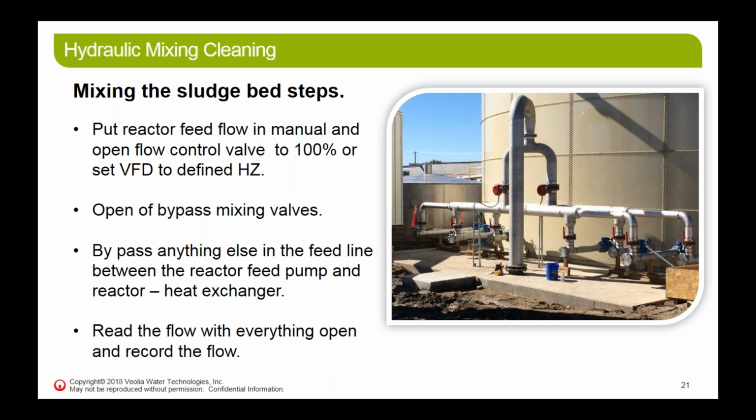Then you bypass the mixing valve or open them up 100%. Bypass everything else in the line, like a heat exchanger or something like that. It could be anything else. And then open all the valves and read what the flow is. That's the all open flow.